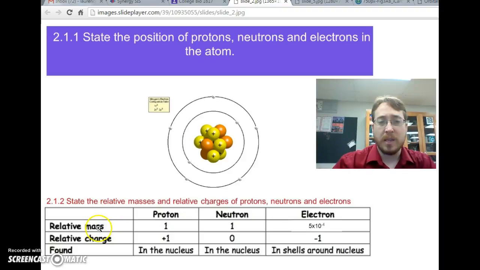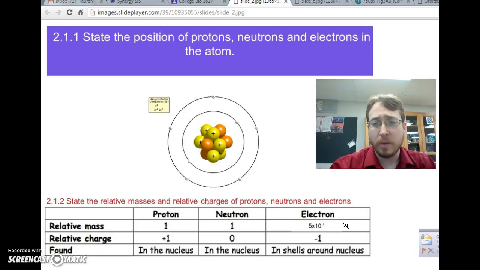First of all, there's the issue of mass. Protons have a mass of 1 atomic mass unit because they are approximately the same as neutrons, which have a mass of 1 atomic mass unit. Now electrons, you can see 5 times 10 to the negative 4. That negative 4 means this is a really small number. Electrons have negligible mass. So for the purposes of our class, we're just going to go ahead and say that electrons have no mass. Or if you want to say have approximately 0 mass, that's fine.